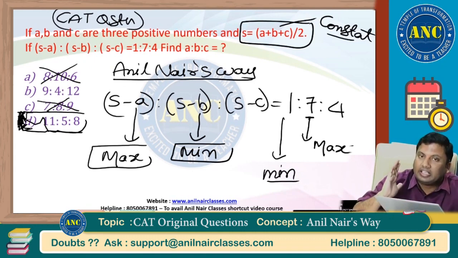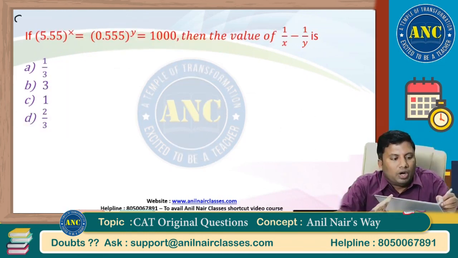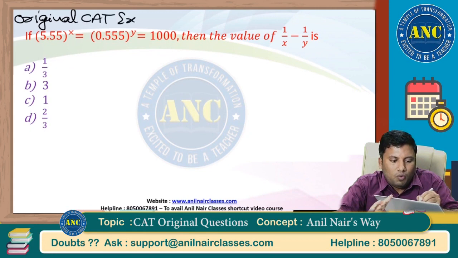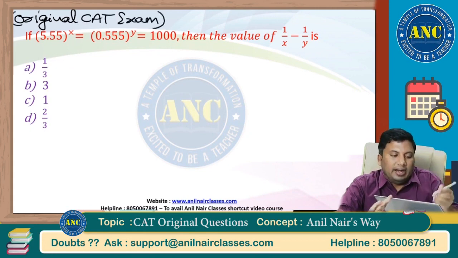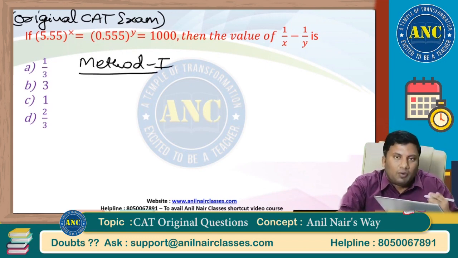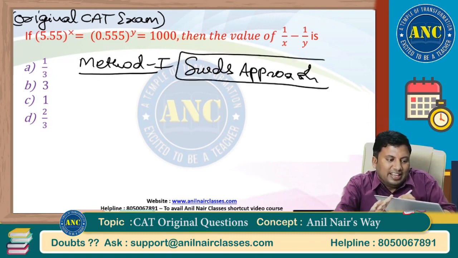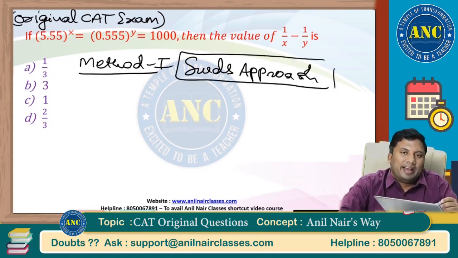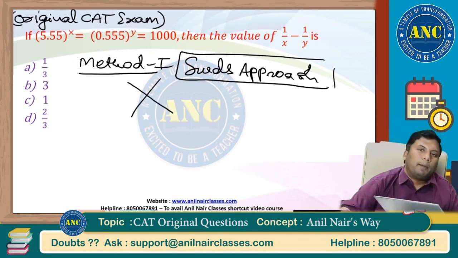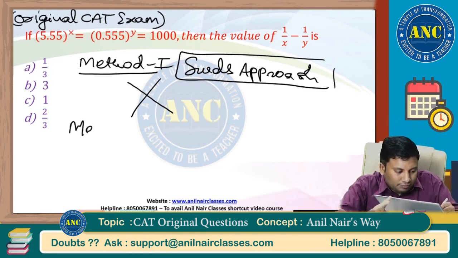Now, if you understood this way of solving, already enrolled students, I have solved this question in my regular classes. Because it's an original CAT exam question, I discussed it. Method 1, R.S. Agarwal approach, bookish method approach, search approach. People will do search. 1000 is 10 power 3, 555 by 100. Search approach. Stupid approach. You will never be able to clear the exams in the first attempt if you follow it.